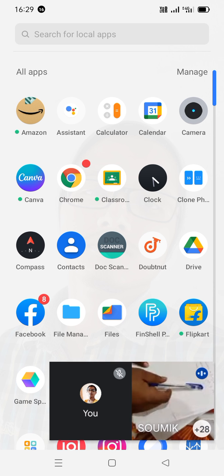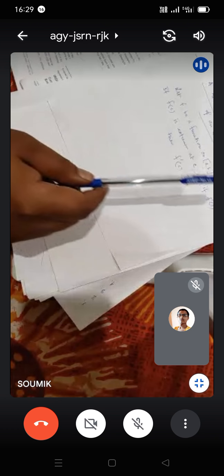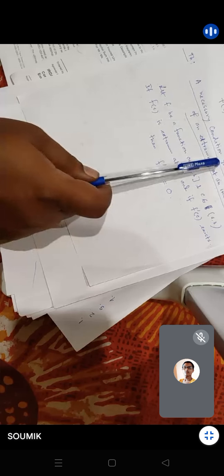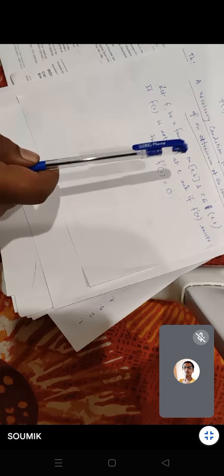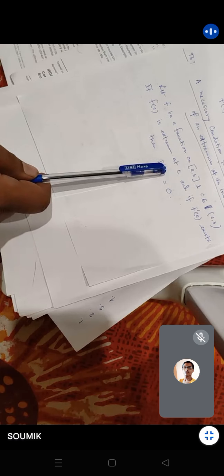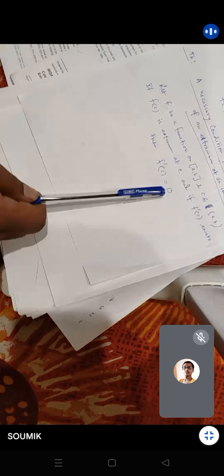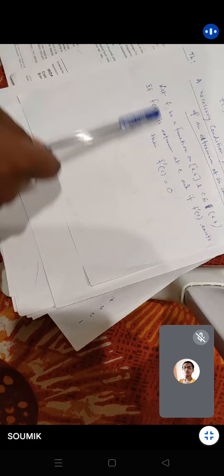This is the necessary condition for the existence of an extremum at an interior point. What is the necessary condition? The necessary condition is f(c) is extremum at c and if f dash c exists, then f dash c equals 0. This is the necessary condition.